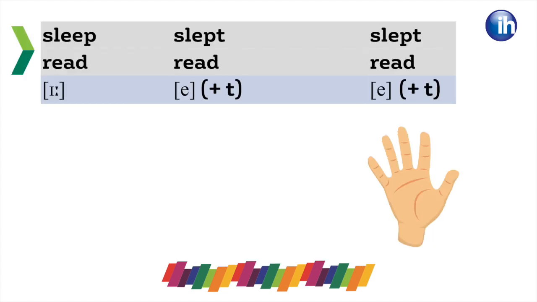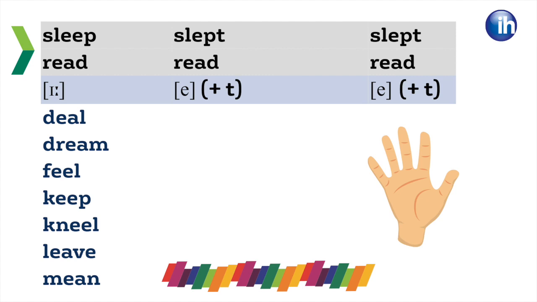Let's look at this grouping, which goes e, such as in sleep, slept, slept, and read, read, read. And at times we do add a T. So let's start with the ones that add the T. Deal, dealt, dealt, dream, dreamt, dreamt, feel, felt, felt, keep, kept, kept, kneel, knelt, knelt, leave, left, left, and mean, meant, meant.